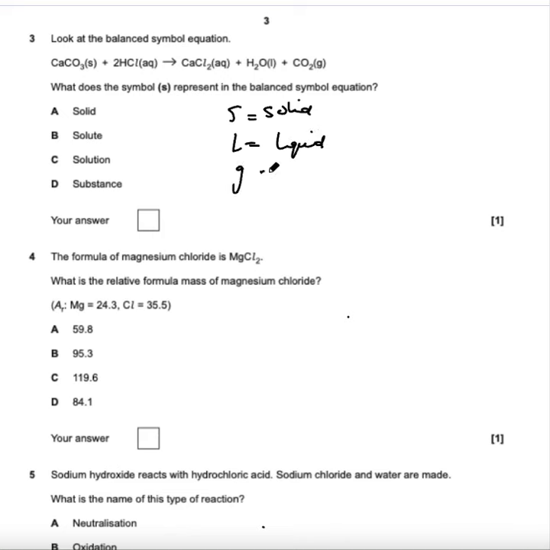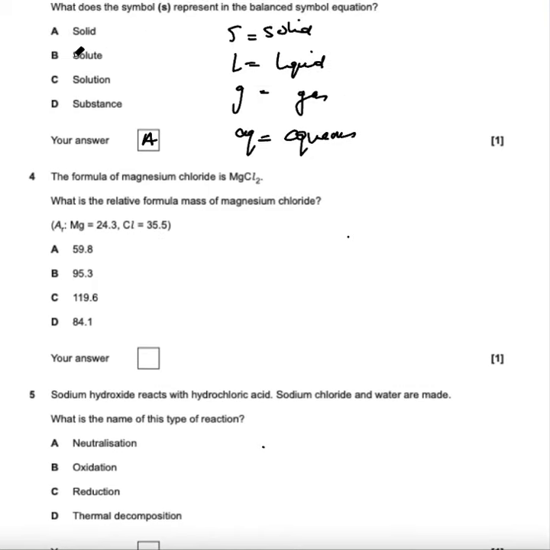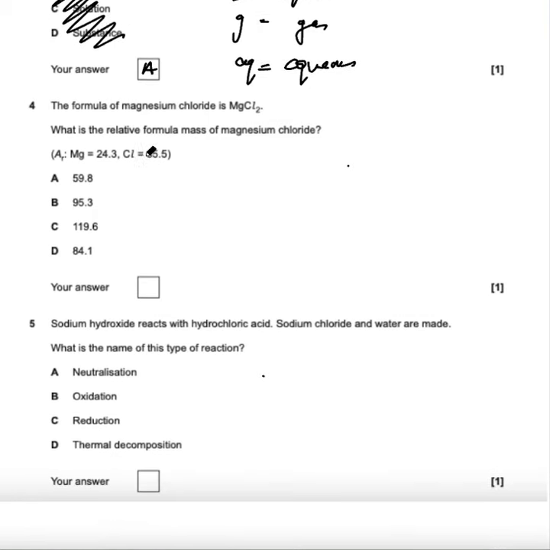we have G for gas, and we have AQ for aqueous, and that means dissolved in water. These are the only types you have, and so S is always solid, and that's why it's A. All these other ones are not state symbols.